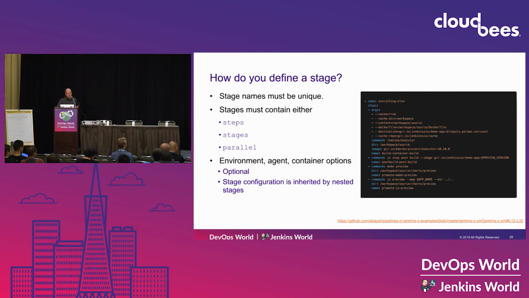And besides just those three things, you can configure things like environment variables, agent, and container options, which I'll get into a little more detail in a bit, on your stages, so that you can define, say, here are the things that should be configured for every step running in this stage, or every stage that's nested within this stage. Which of course means stage configuration is inherited by nested stages.